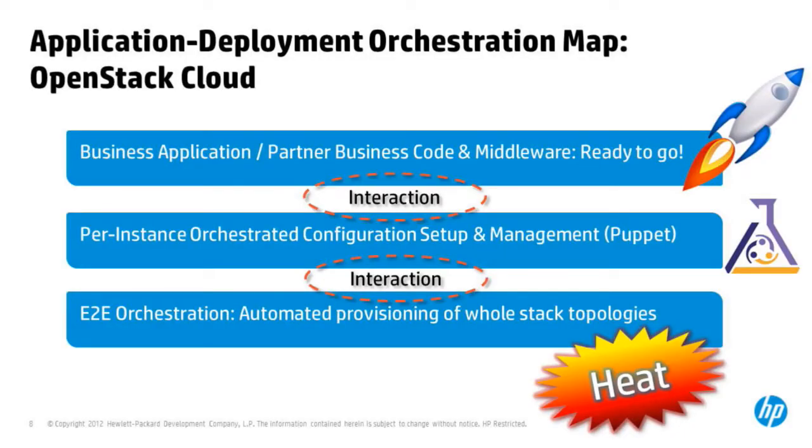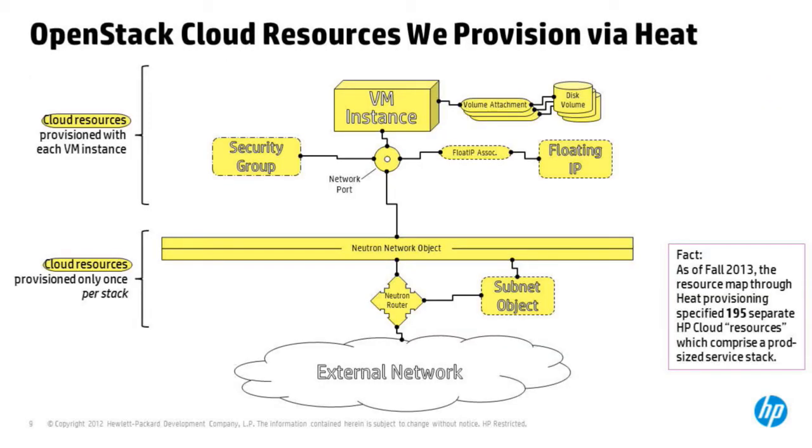On top of Heat, we use Puppet to do configuration management. That's that middle layer that takes it from raw resources to configured applications. And then once you've got your configured servers and middleware applications, what you've got on top of that is the end-to-end delivered business application. It's a quick snapshot of the kind of things that we did with Heat.